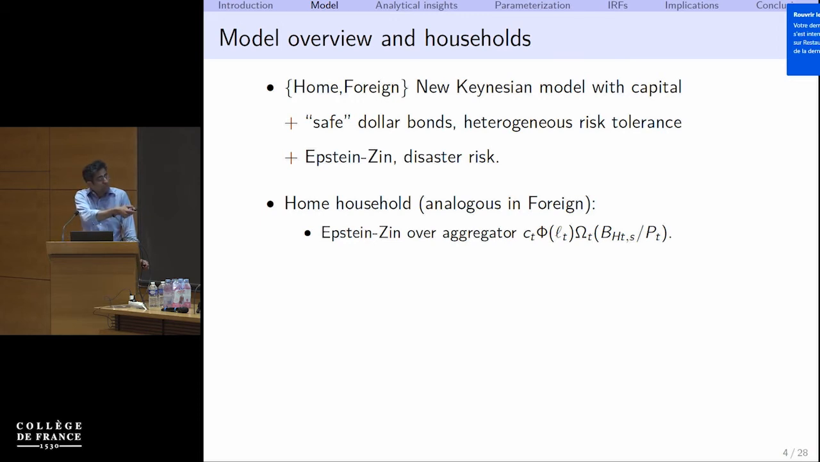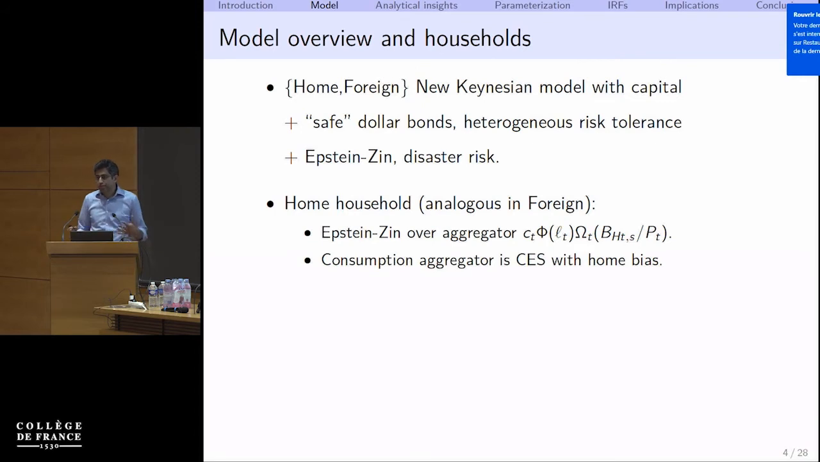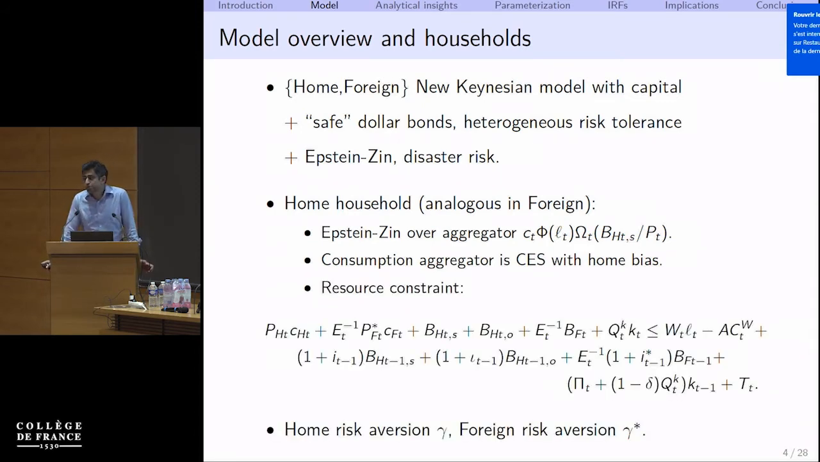These are the positions in safe dollar bonds, normalized by the price level. We're going to be microfounding the convenience yield as bonds in utility, and I'll talk a bit about alternative microfoundations in a little bit. The consumption aggregator has a standard CES form with home bias. And so the resource constraint of the representative home agent is kind of classic open economy macro. On the left-hand side, that agent is choosing domestic consumption, foreign consumption.